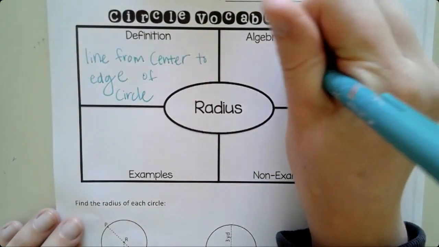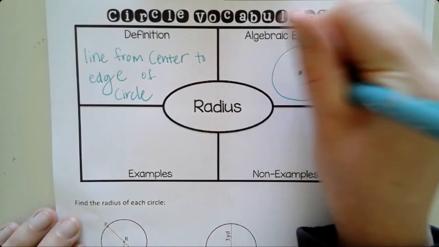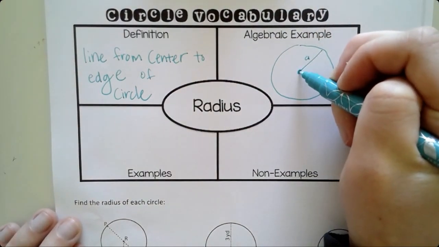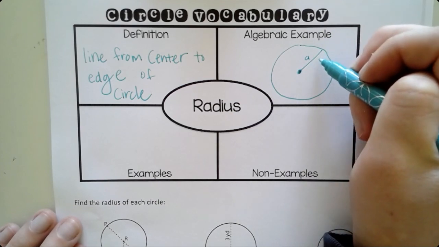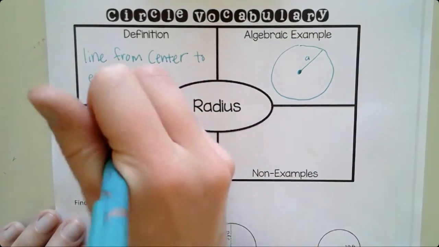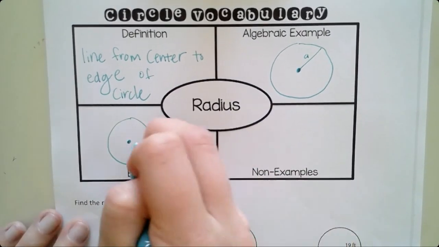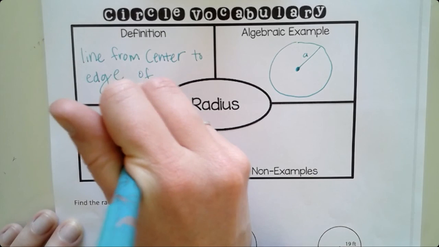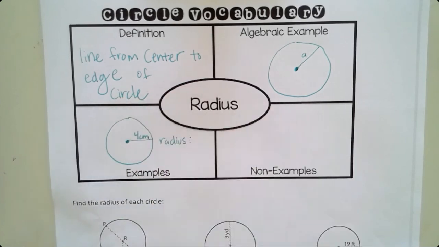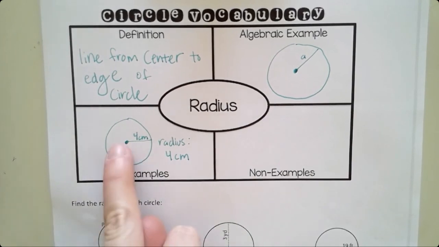So an example of that, and we could label it with a letter for our algebraic example. So we have a circle. Here's the center point. The radius, this could be radius A, from the center to the edge. It starts at the center and goes to the edge. So another example could be, usually for today's purposes, we'll have it labeled with a number. So from the center to the edge again, and we could say that that is 4 centimeters. So the radius of this circle is 4 centimeters.